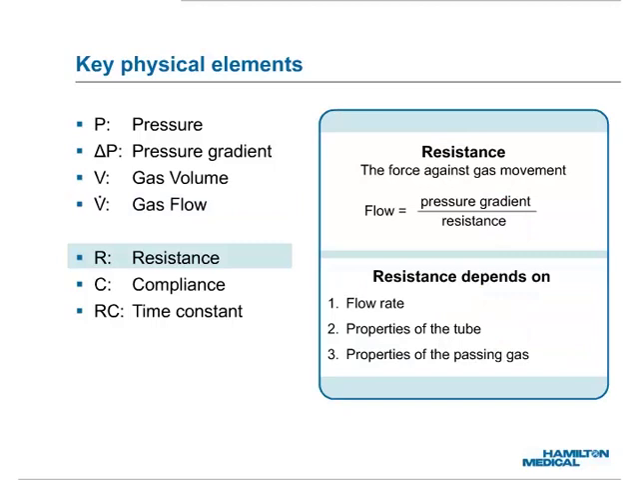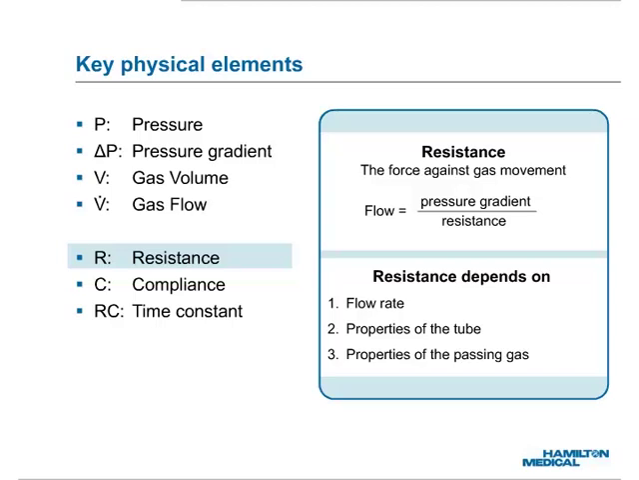Resistance. Resistance is defined as a force that tends to oppose or retard gas movement. Resistance is flow dependent. Whenever a gas moves through a tube, a given resistance is generated. Resistance is usually expressed in millibars per liter per minute. The level of resistance is determined by 3 factors. The first factor is flow rate.